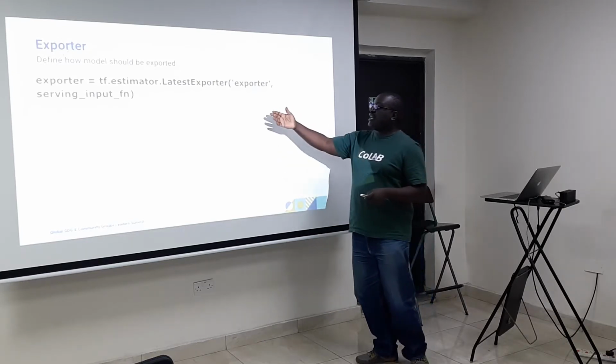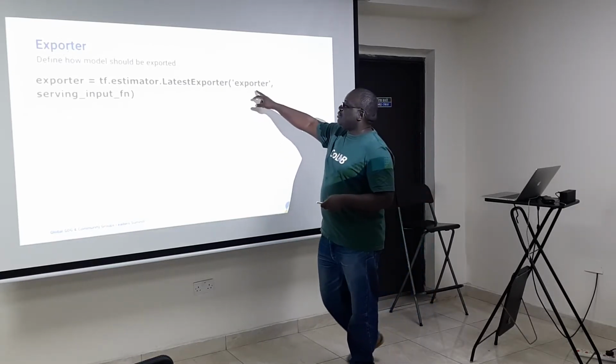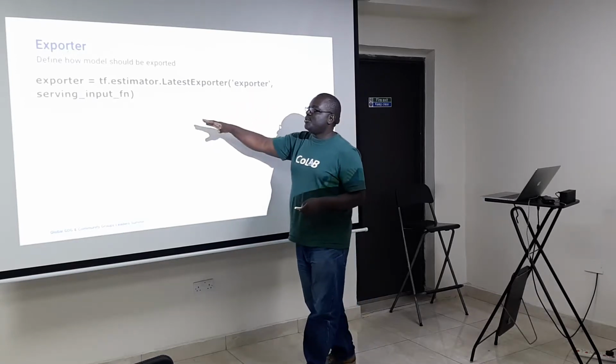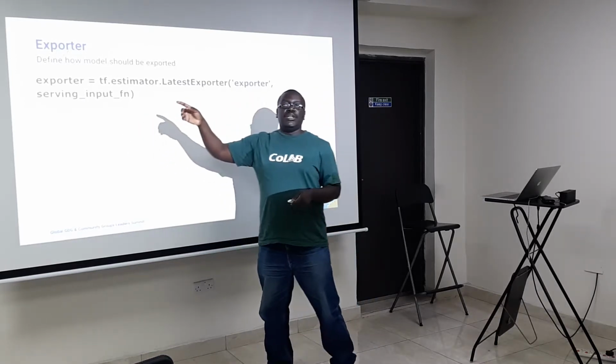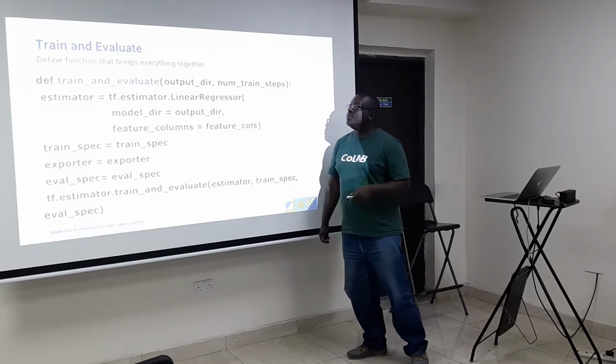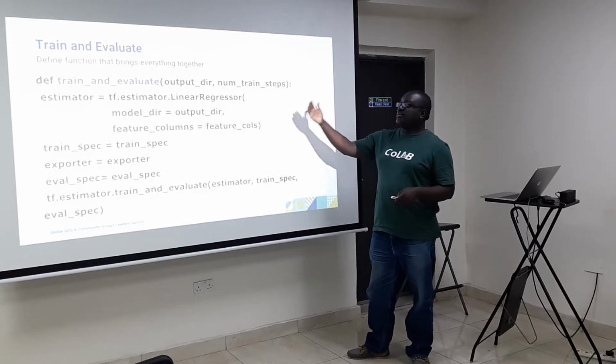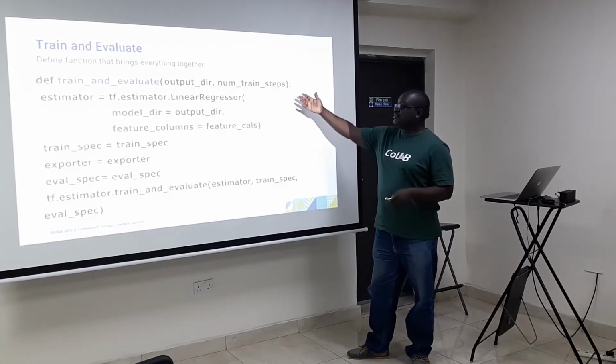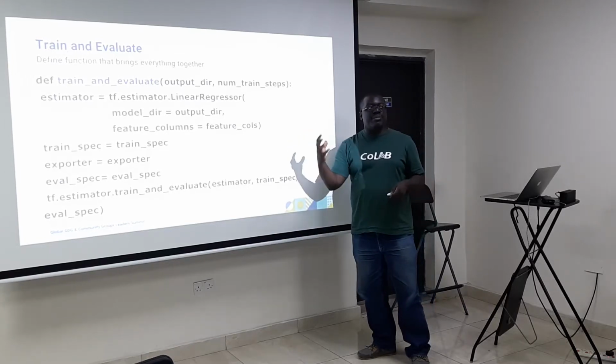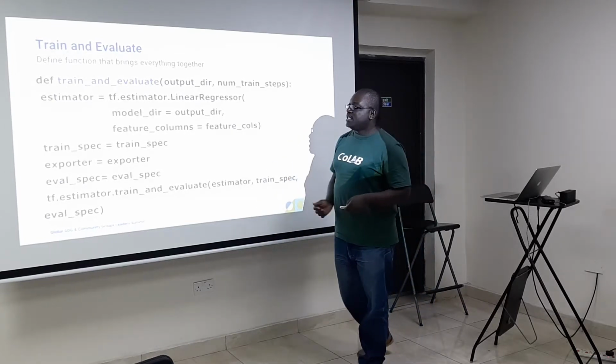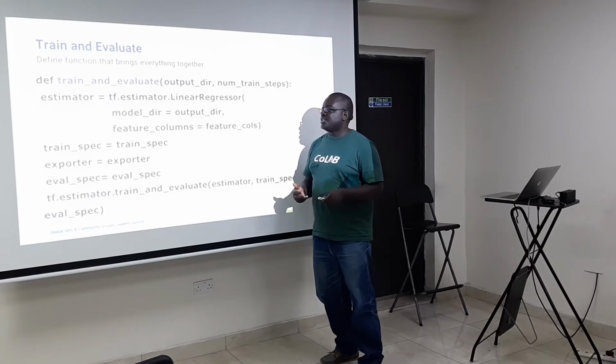And the exporter just takes two things: the name of a folder and then the name of a serving input function, which we specify. And then we define train and evaluate as a function. What it does here is it will combine our training step and our validation step.